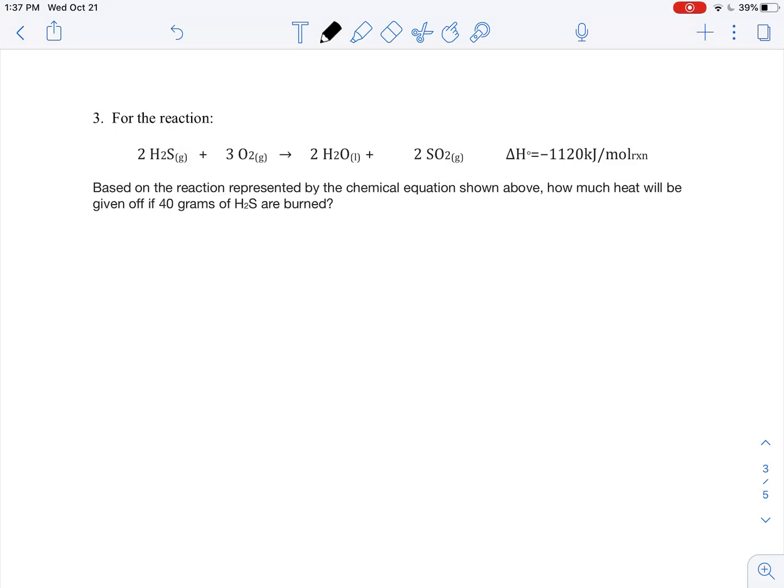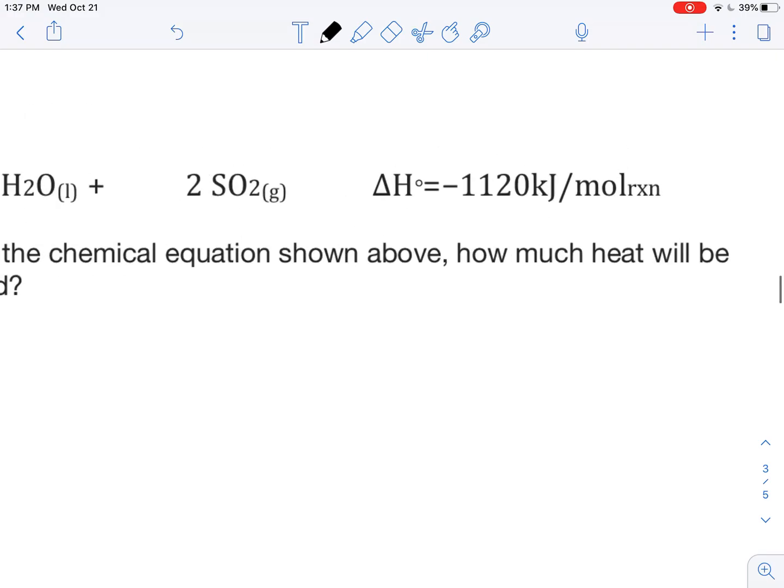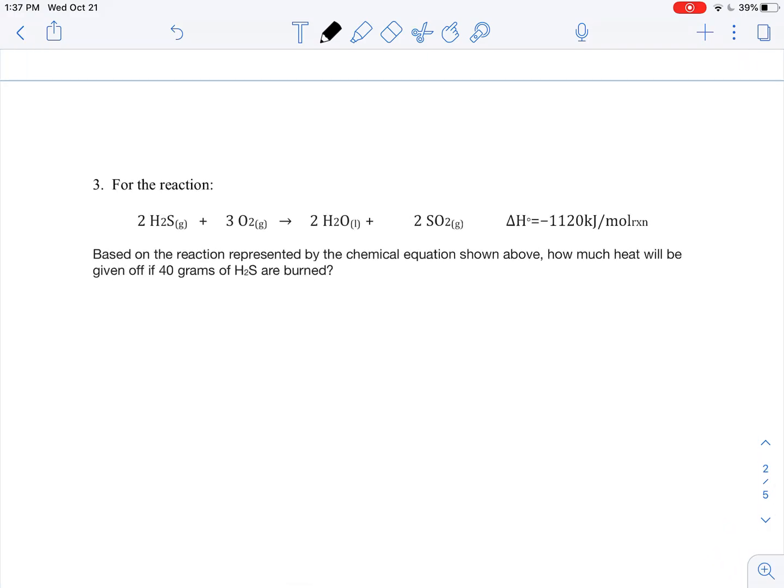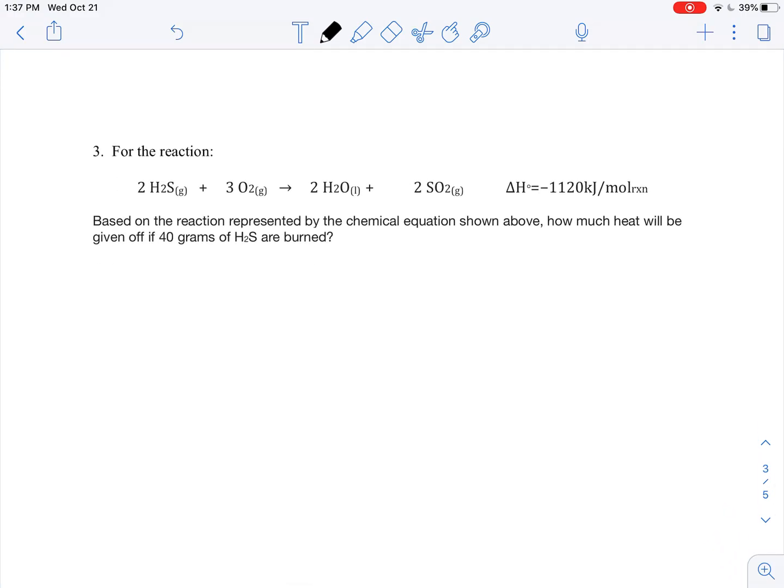All right, guys, so for problem number 3, what we have here is basically a stoichiometry problem that includes heat. So how do we include the heat, especially when you're talking about a weird negative number like so? In order to do this, it's actually very, very simple.